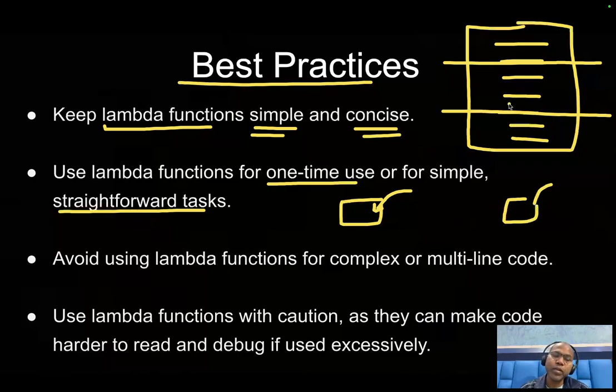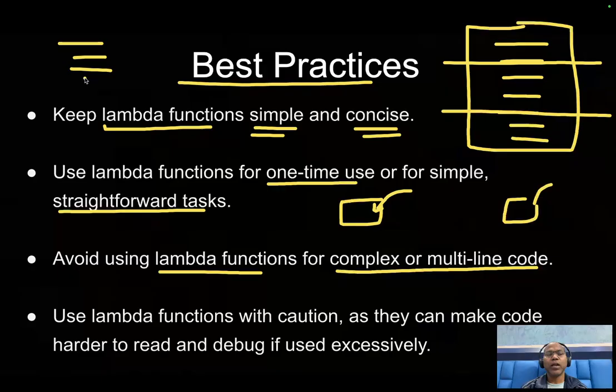Okay. Avoid using a Lambda function for complex and multi-line code. Whenever you are defining a function with complex, multi-line business logic, don't use a Lambda function. Just define your ordinary function normally. If not possible, let's split it into multiple Lambda functions.